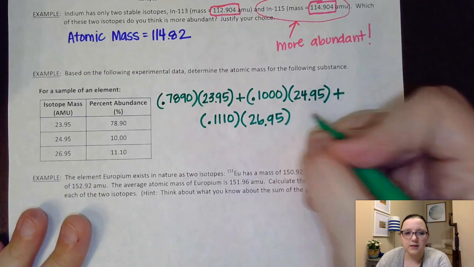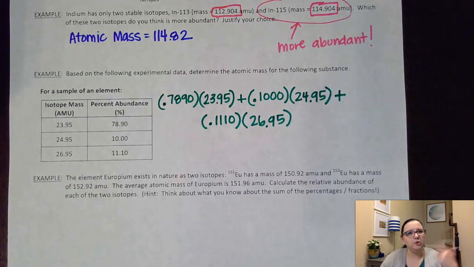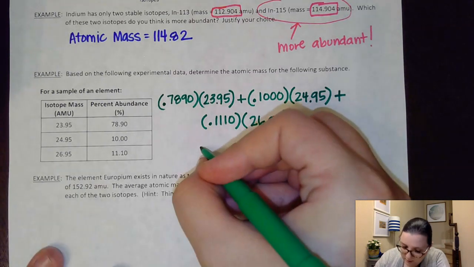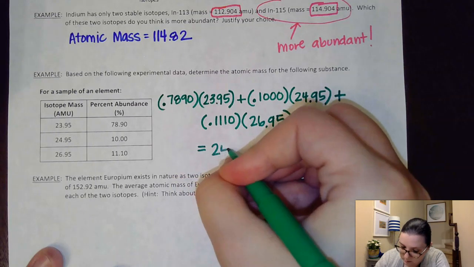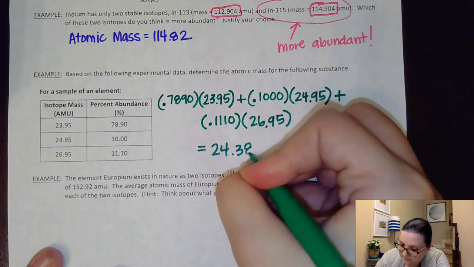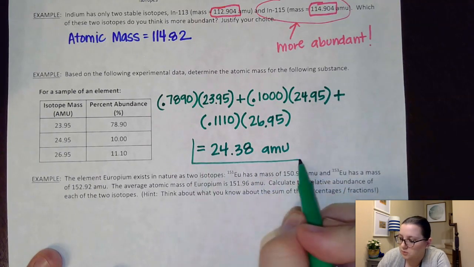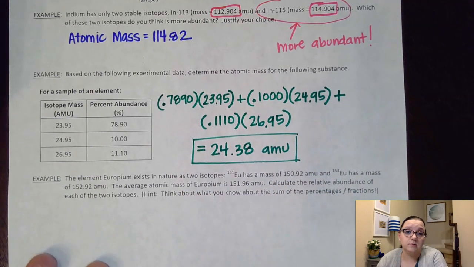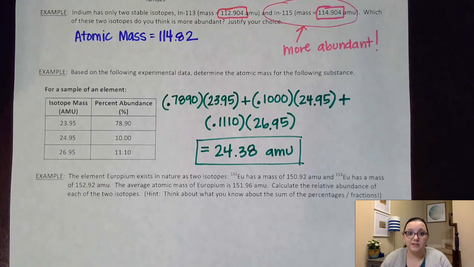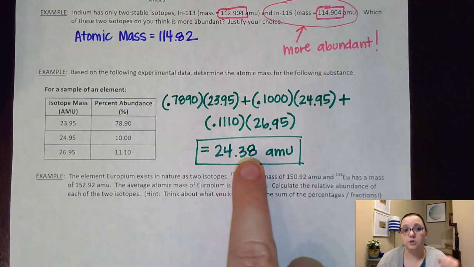So again, we already said that we know it should probably be closer to 24 than it is to 25 or 26. And if you actually go and plug this in your calculator, the value comes out to 24.38 atomic mass units. That ends up being our average atomic mass. So as we predicted, it ends up being closer to 24 than the other numbers. My advice to you, always double check your answer when you get it to see if it logically makes sense.